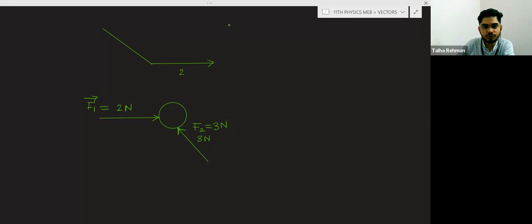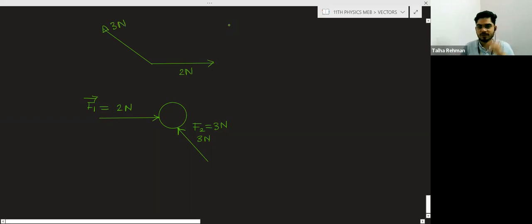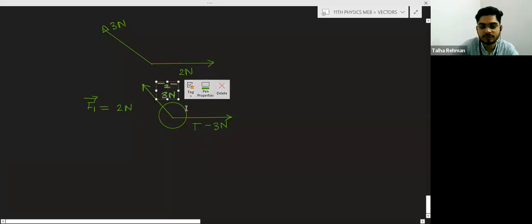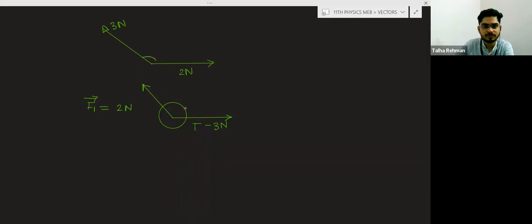So this vector will be your 2 Newton vector, and this will be your 3 Newton vector. What I have done is the parallel shift of the vector, because I have just shifted this vector here and this vector here. I have shifted this vector like this, and I have shifted this vector like this. Now got it? So finally you will get this. So this will be some angle.